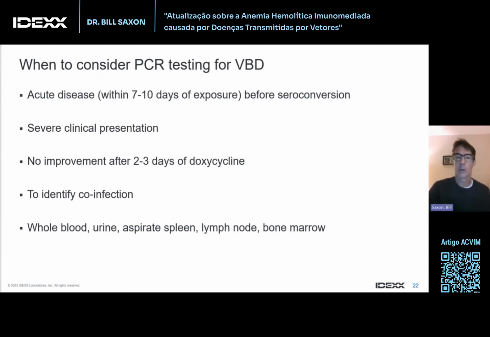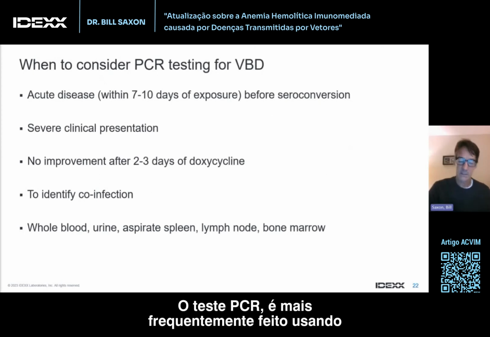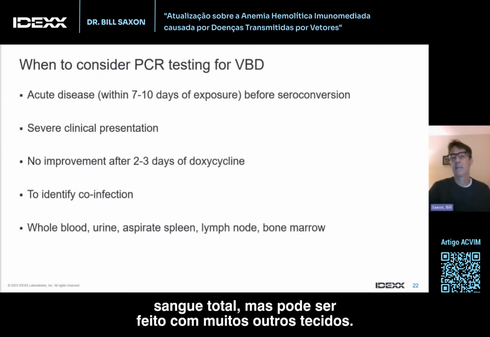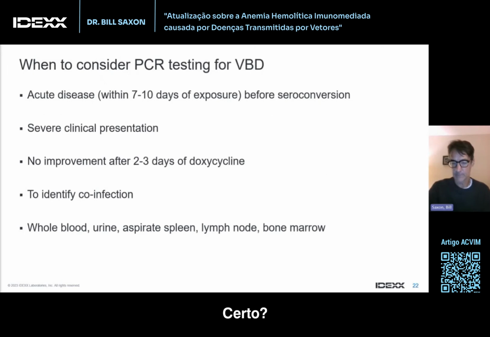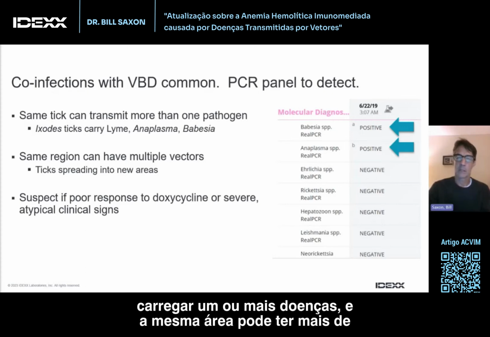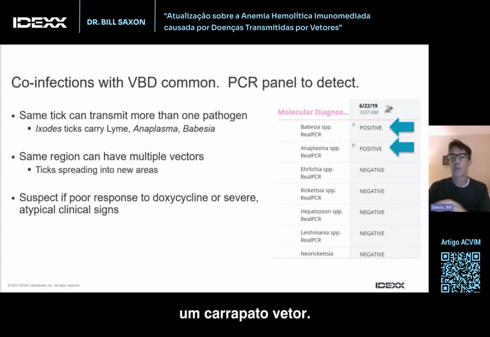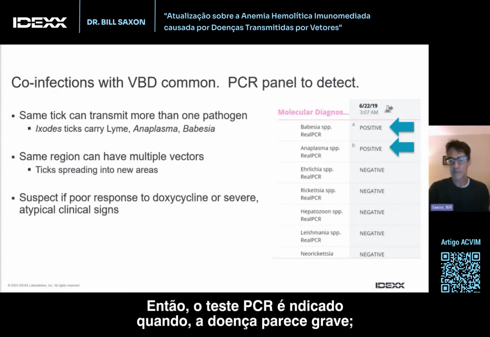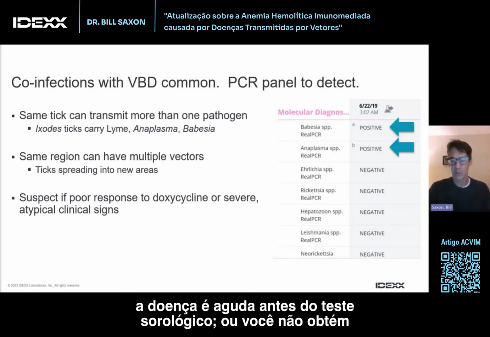All right, PCR testing is most often done on whole blood, but can be done on a lot of other tissues. All right, so co-infection is not uncommon. The same tick can carry one or more bugs, and the same area can have more than one tick vector. So PCR testing is indicated when disease seems severe, disease is acute before serologic testing, or you don't get a response to doxycycline.